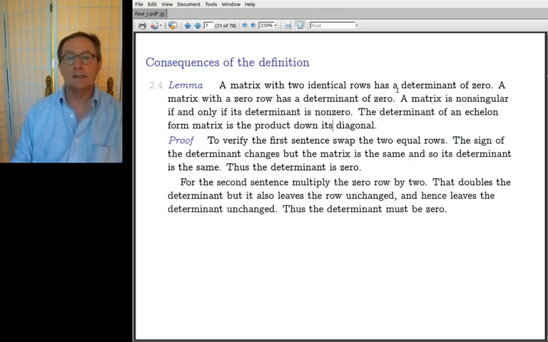For the second sentence, you have a row of all zeros, multiply by 2. One of the conditions says that when you multiply by 2, you multiply the determinant. When you multiply one row by 2, you rescale one row by 2. You multiply the determinant of the entire matrix by 2. But when you multiply the 0 row by 2, you get back the same matrix. So the only way that could be is if the determinant as a whole is 0. Sorry.